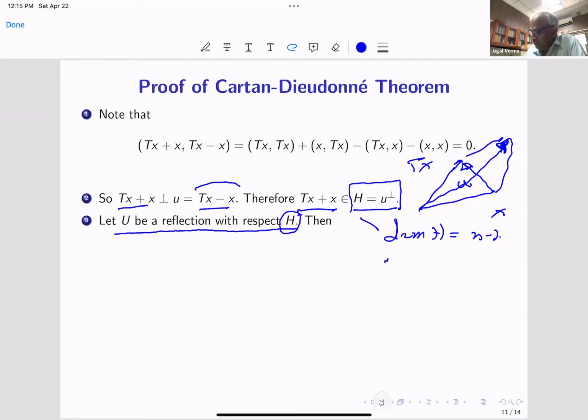So U is a linear transformation which is acting on Rn. And this H is a hyperplane, and H is perpendicular to Tx minus x. So that is our situation.